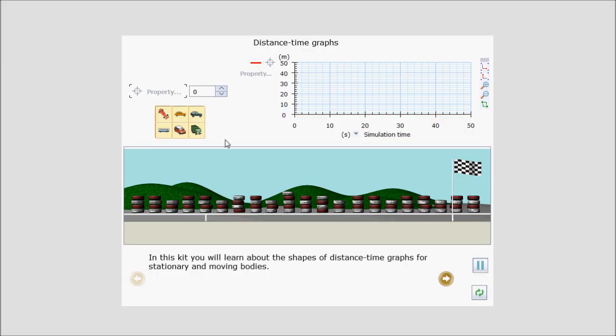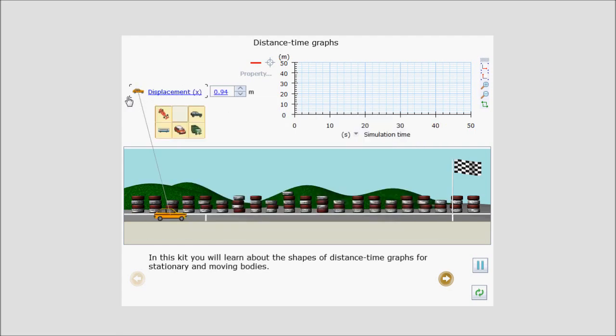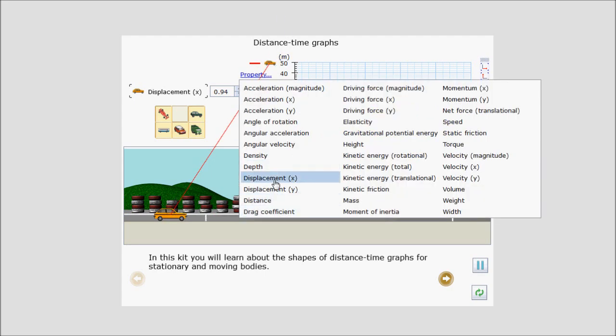Okay, so earlier we played around on Yinka a little bit. And so here I'm going to put my little yellow car. And we're going to do displacement in the x direction here. And we can give it a certain amount of time, or we can actually even give it a velocity. We can also have it graph displacement.